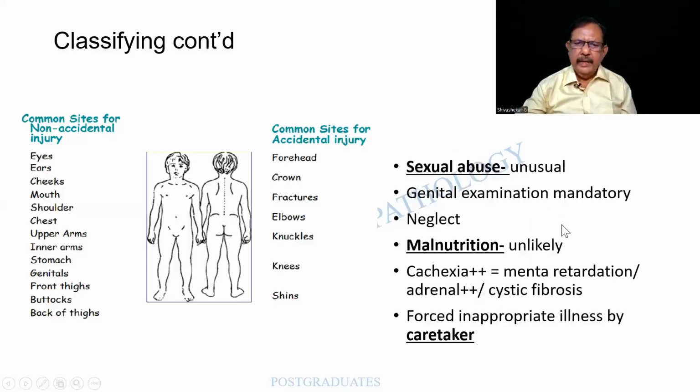Malnutrition again is unlikely. However, there can be a cachexia in a child that is suffering from mental retardation or any congenital deformity such as cystic fibrosis, or there is adrenal hyperplasia. Obviously, a correlation between the hormones and the other things will be mandatory. And there is also some forced inappropriate illness. This I shall be coming to later on, given by the caretaker. So not only neglected, but then they force upon some kind of an injury to the victim.